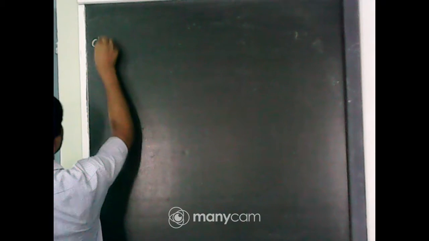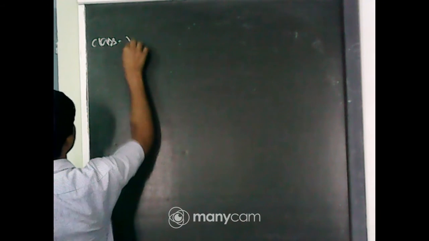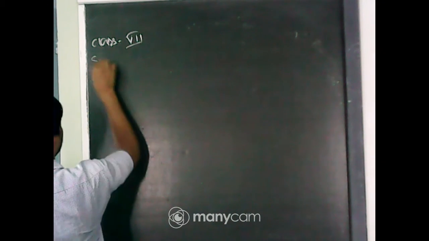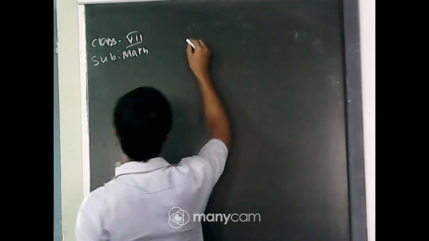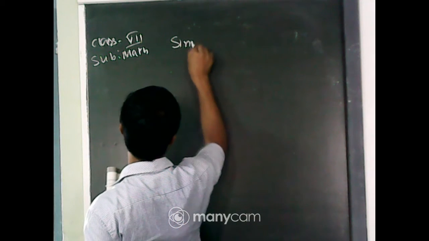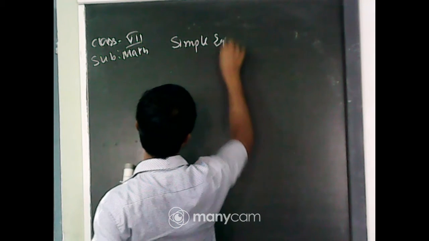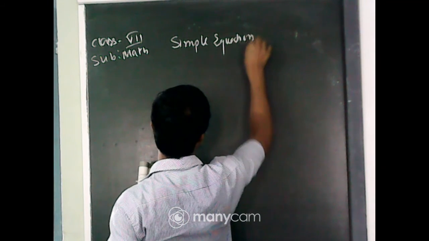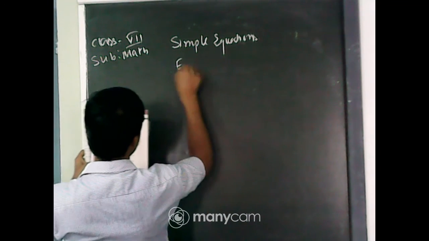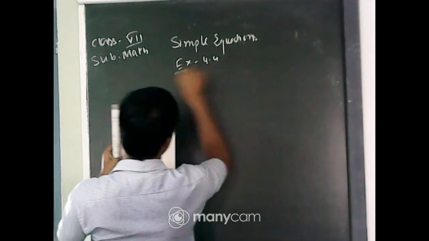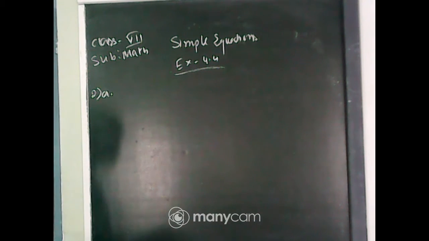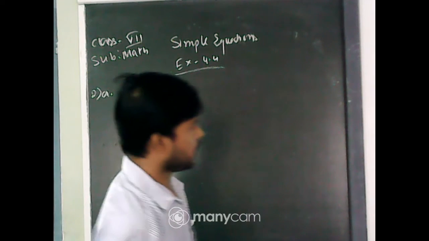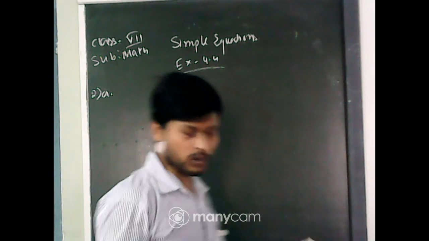Okay, so let's start. This is your chapter 7 and the subject is simple equations, and the exercise number is 4.4. Today we'll start from question number 2A. Yes, question number 2A. So read the question once.